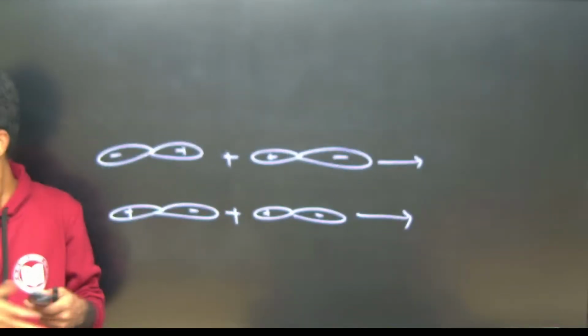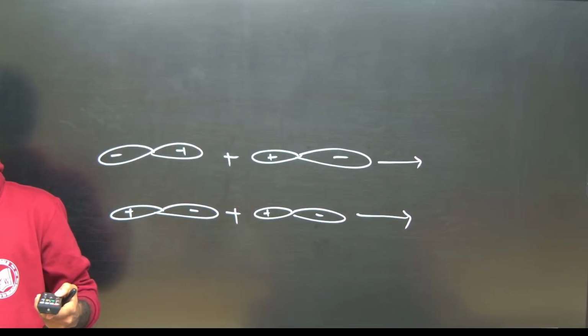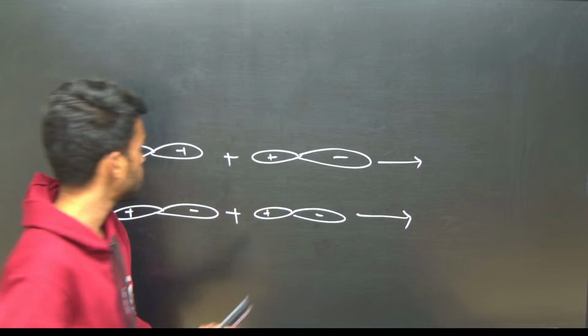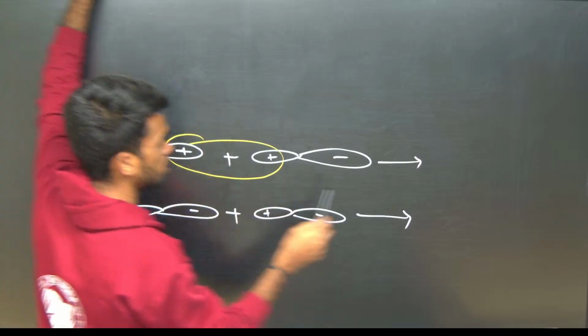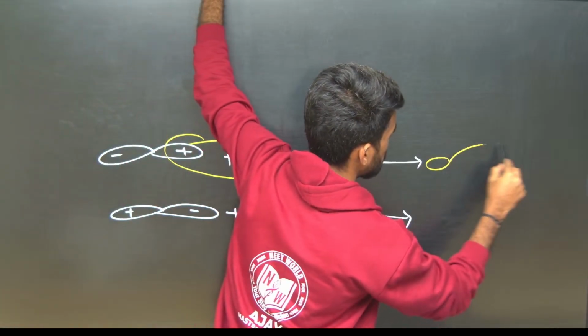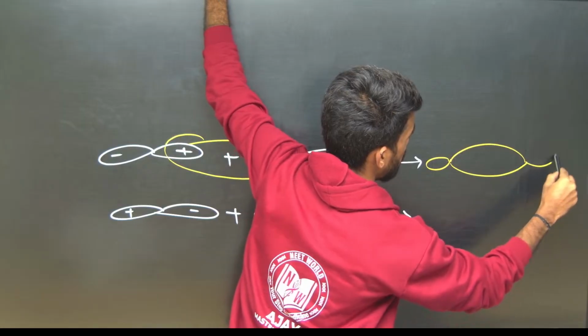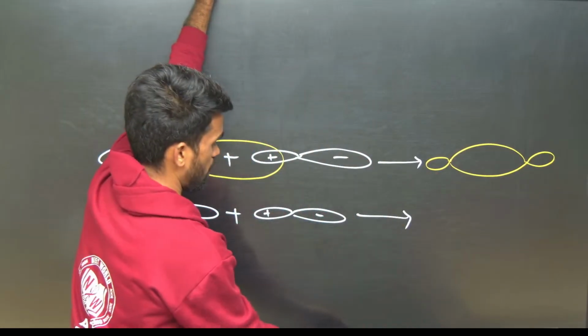So tell me in which case and what type of overlapping is taking place here? In the first case and second case, tell me. First case positive, second case negative. In first case, see, these are of same sign lobes now. So that gives us a positive overlap and resultant will be having this kind of amplitude.